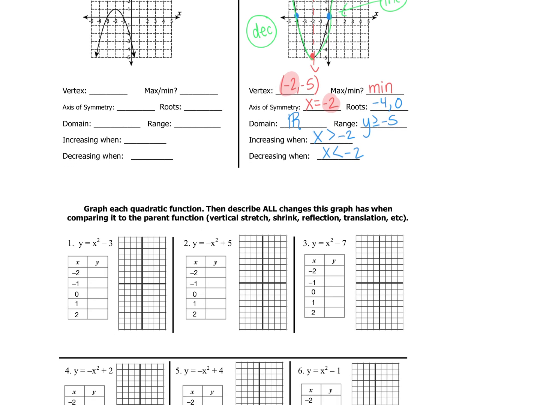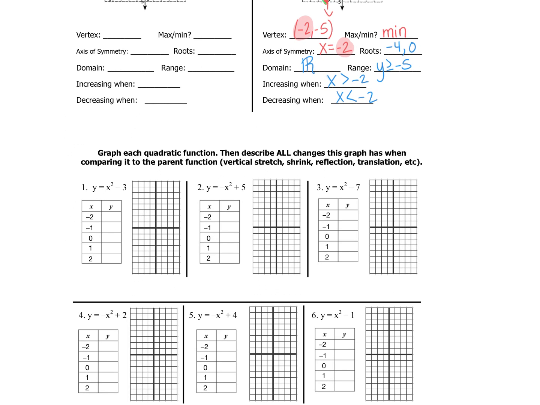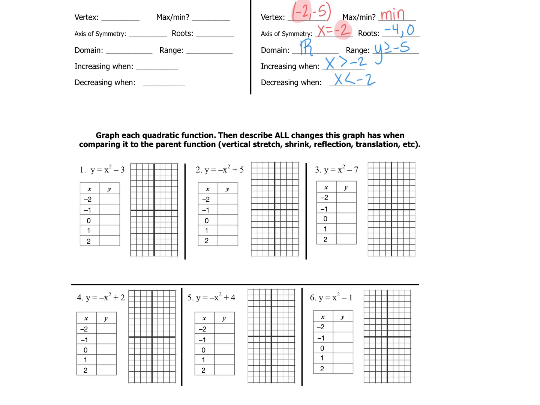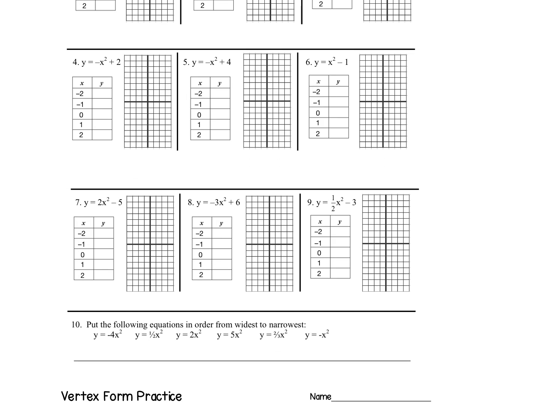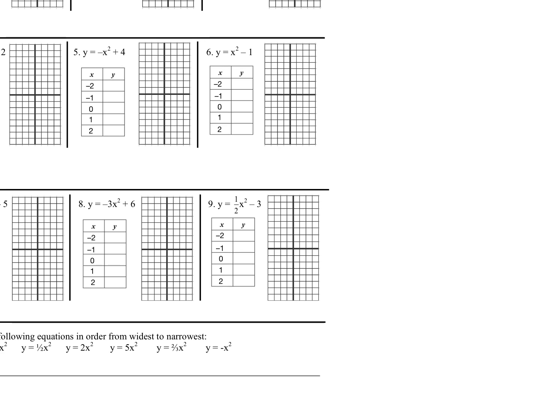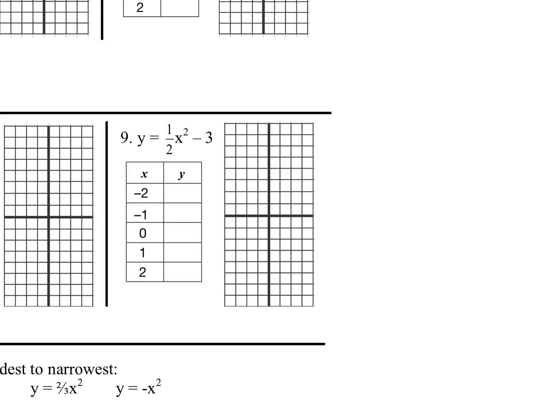The next page of this, we are graphing, we're describing the changes. So we've done a lot of this. I'm just going to pick one of them to go through with you, and I'm probably going to pick one that's one of the more complicated ones. So let's do number 9 together. So remember, when I do these, I always describe the changes first. So just using those rules that we've been talking about all week.